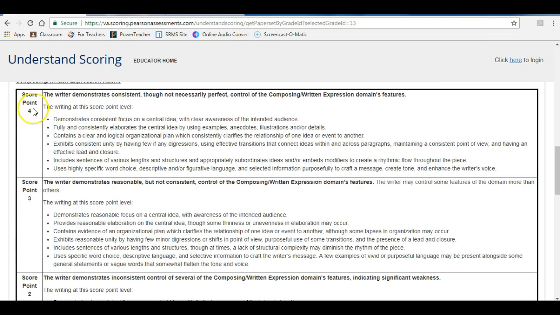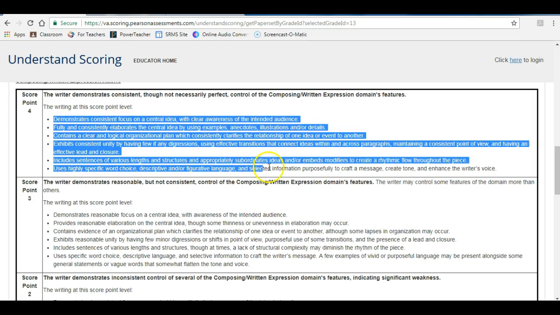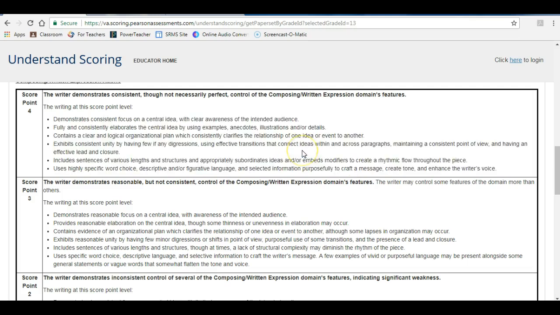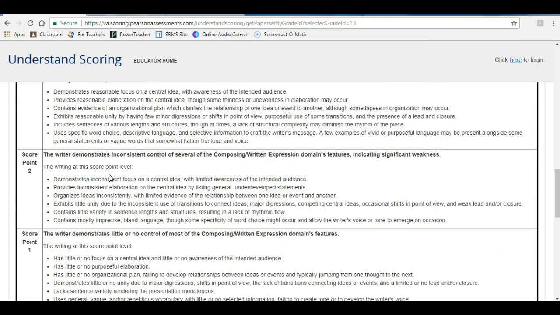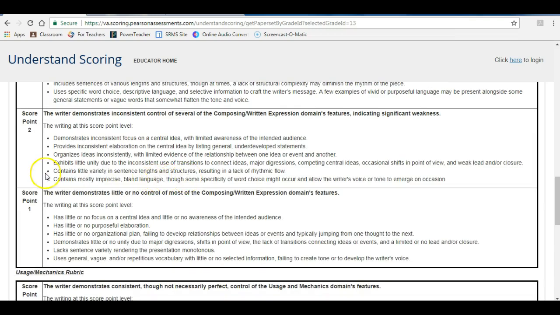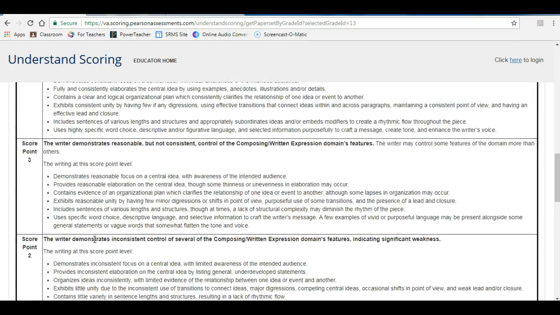So click where it says rubric. You get a 4 if it's consistently focused, if it's just consistent, good. 4 is pretty daggone good. Elaborated, clear. A 3 is reasonably good. A 2 is inconsistently focused, inconsistently elaborated. Big paragraphs, little paragraphs, it's just not consistent. Bland language. A 1 is basically terrible. Little or no focus, no elaboration, no organization, very vague language. So everything gets a 1, 2, 3, or 4.